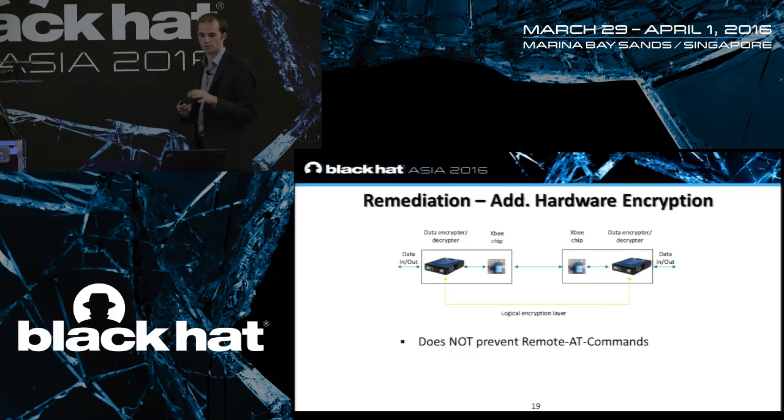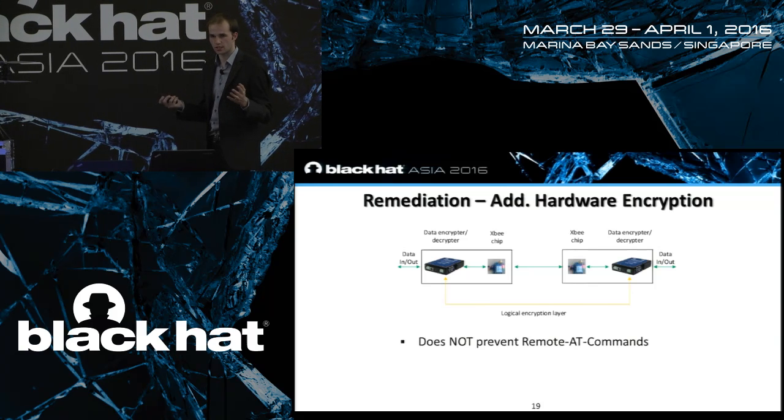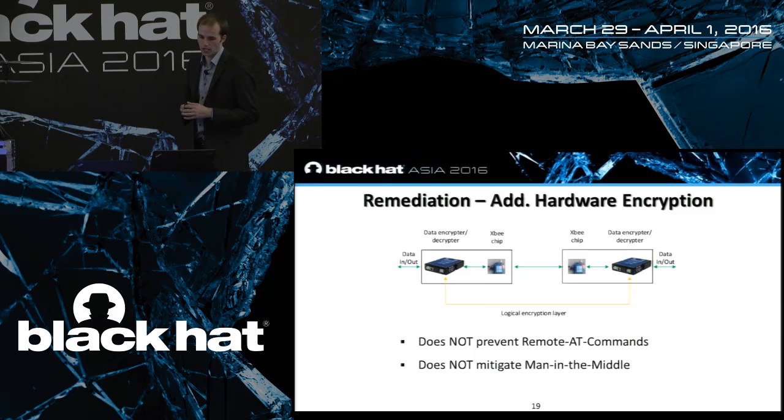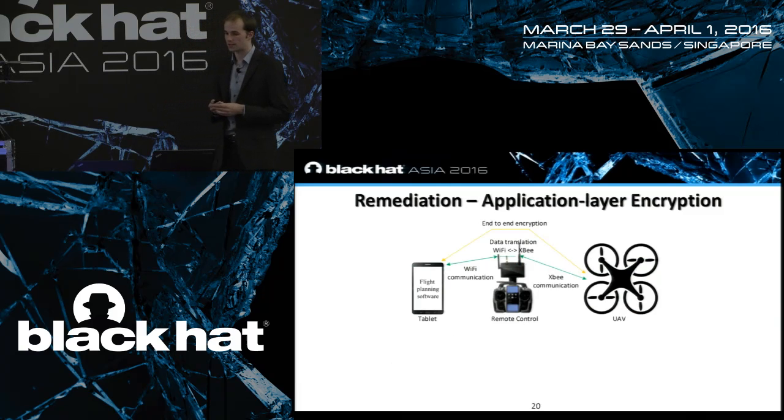However, it would not prevent remote AT commands from happening because those remote AT commands are sent directly to the XBee chip, and the XBee chip would still perform the change of address, although the attacker wouldn't be able to read the data because it's encrypted, right? It does not mitigate the man-in-the-middle attack, but it ensures confidentiality, right? So you cannot read the data, but you can still, for example, set random values to destination addresses and therefore perform a denial-of-service attack. And the third thing we suggested is application layer encryption.